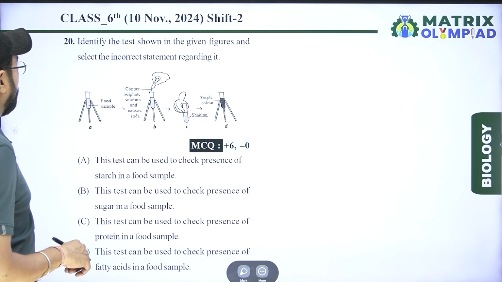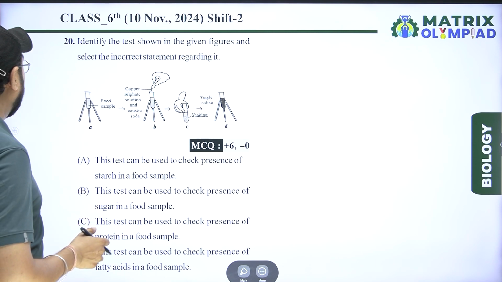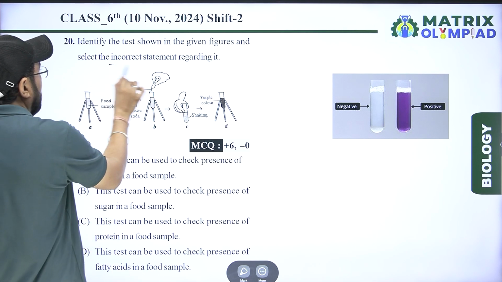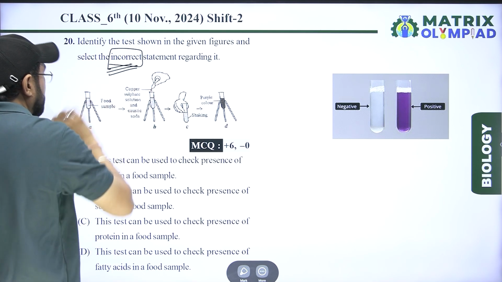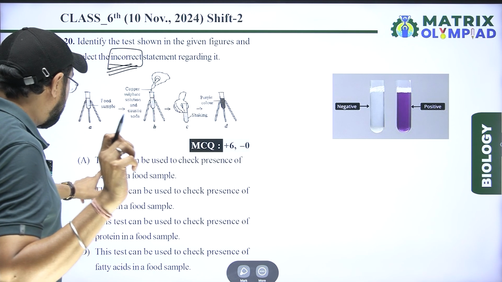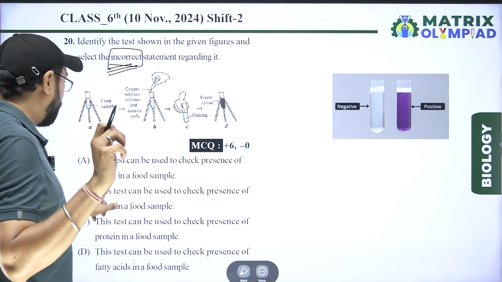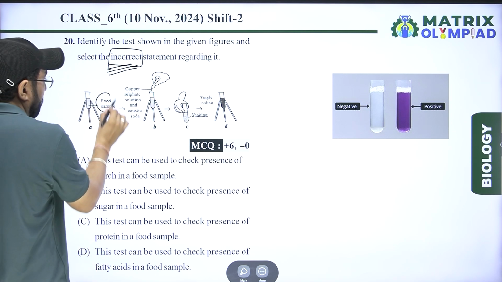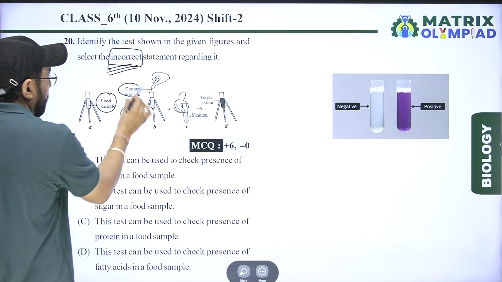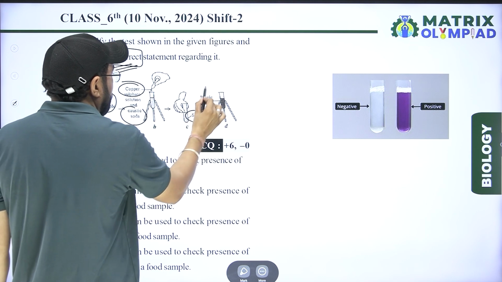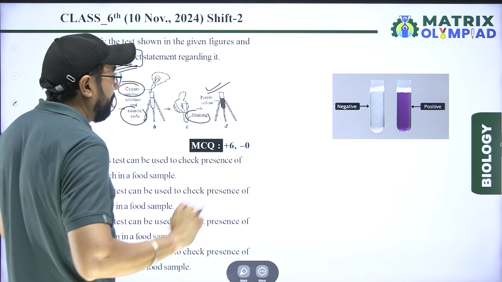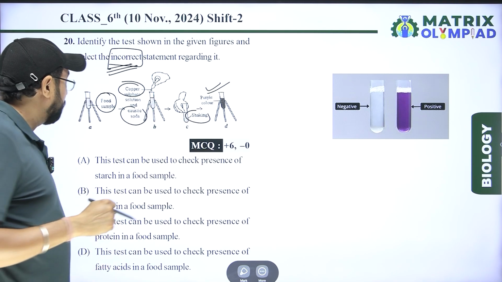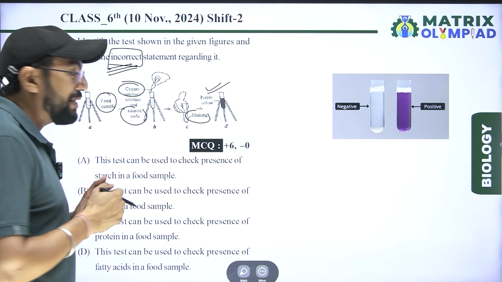Next question is, identify the test shown in the given figure and select the incorrect statement. Incorrect statement: this test can be used to check presence of starch. In this test, food sample, caustic soda, copper sulfate and shaking are used, then it shows purple color. And purple color shows protein present in the food sample.